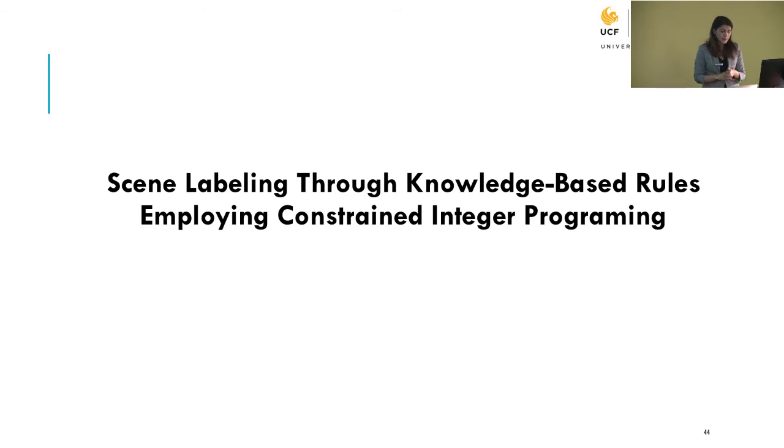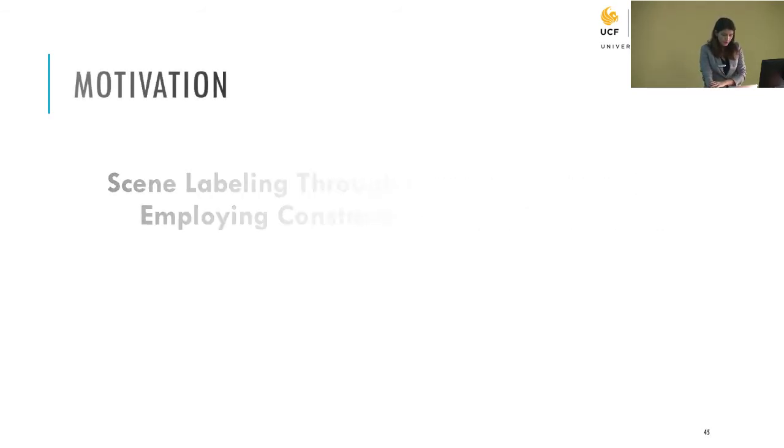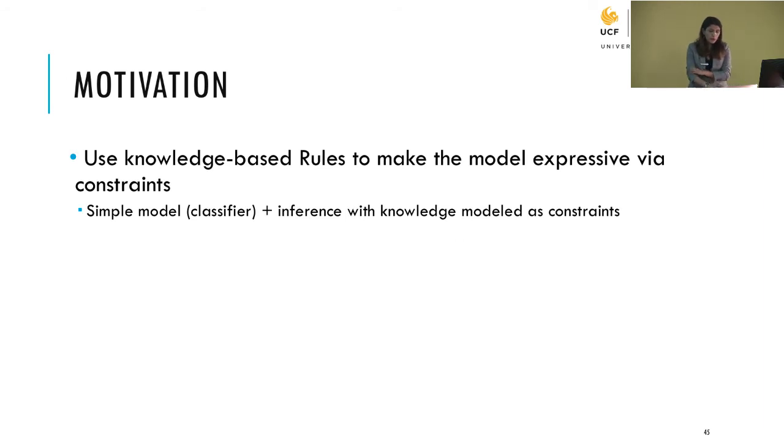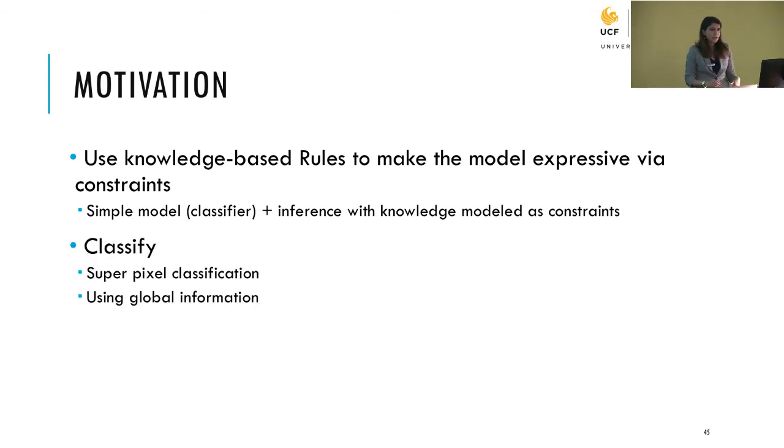The third approach is scene labeling using knowledge-based rules, employing constraint integer programming. Here we want to leverage some knowledge-based rules to prune the search space for assigning the labels. So if we have a simple classifier, we want to use these knowledge-model constraints in the inference part to refine those classifier scores. For the classification, we use superpixel classification.